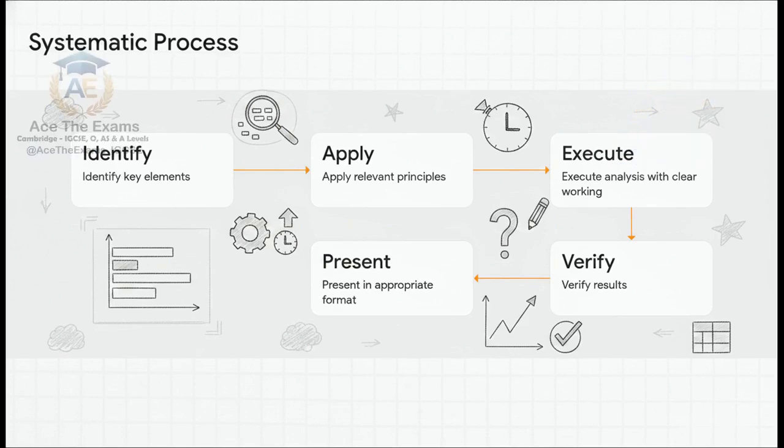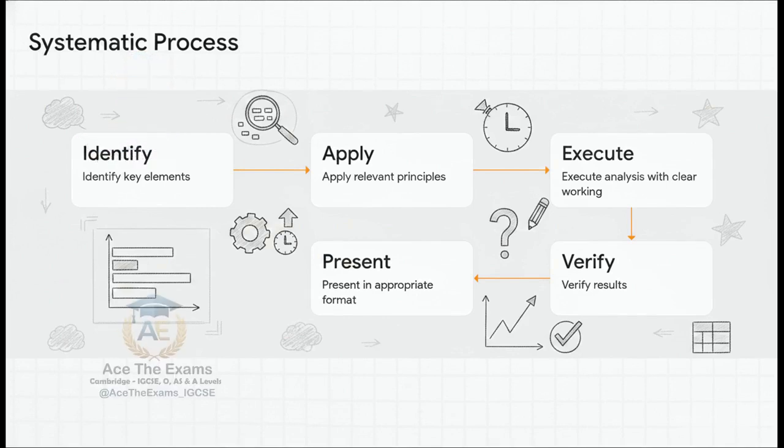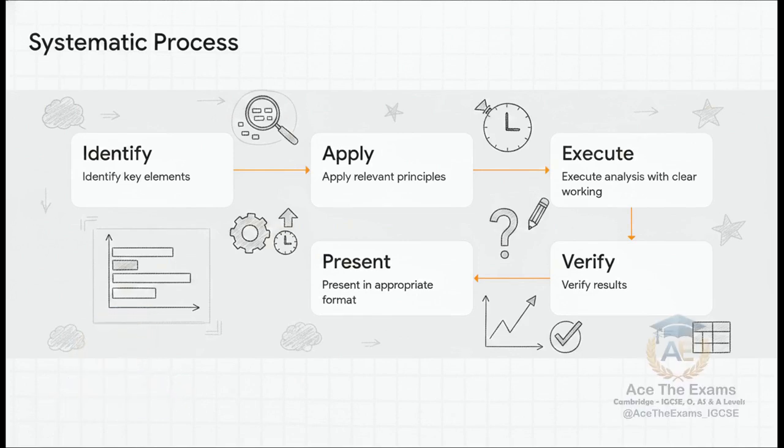Step 3, execute the analysis with incredibly clear working. Seriously, map it out, draw a Gantt chart, show the timeline. Step 4, verify your results. Ask yourself, does this total execution time actually make logical sense, or did I miss a context switch overhead? Finally, step 5, present in the appropriate format. By rigorously committing to these 5 steps, you ensure that your answer is custom-tailored to the specific data Cambridge provided. You completely eliminate those messy, rushed errors that cost our student Sam so many valuable marks.